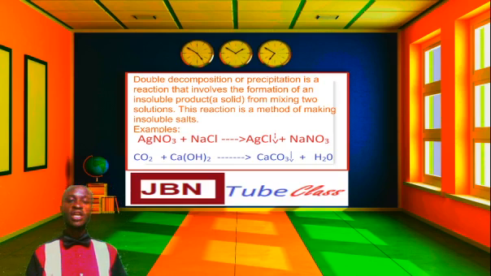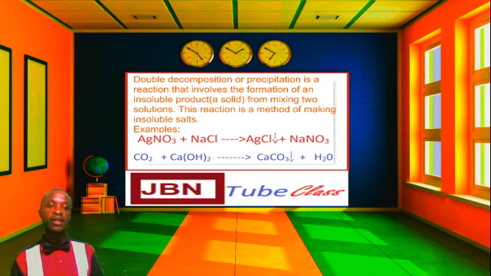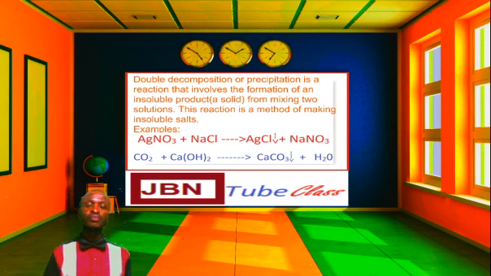Welcome to today's class. We are going to be discussing decomposition reaction or a precipitation reaction. When we talk about a precipitation reaction, it involves the formation of an insoluble product, that is a solid, from mixing two solutions. This reaction is a method for making an insoluble salt.